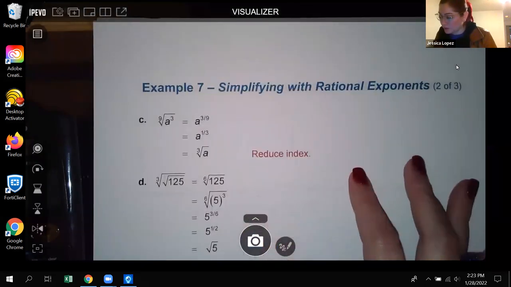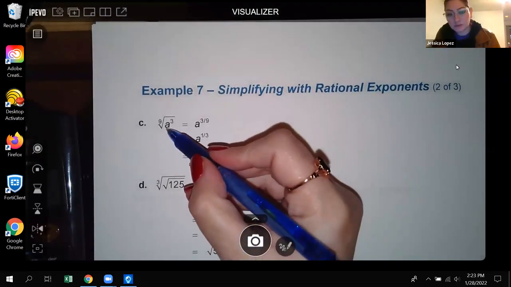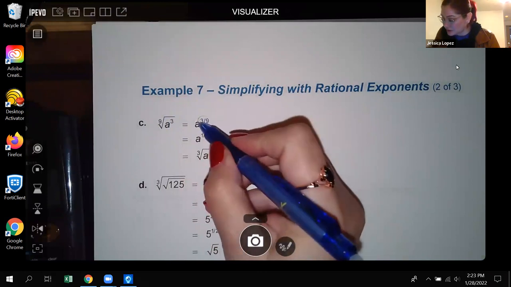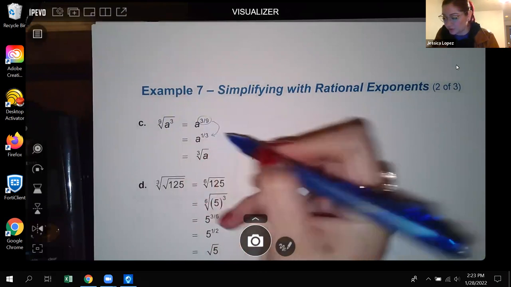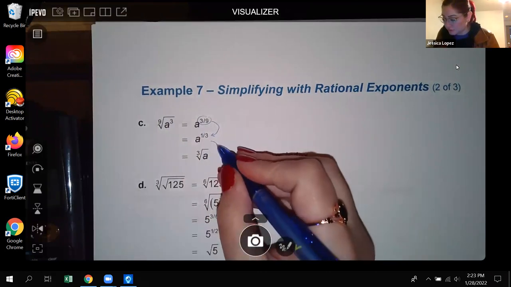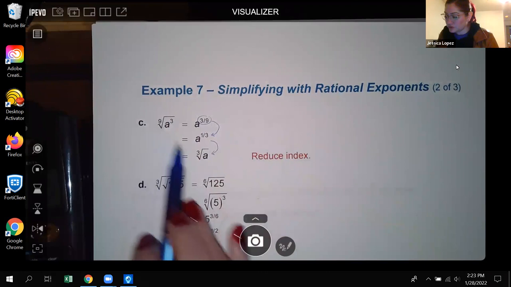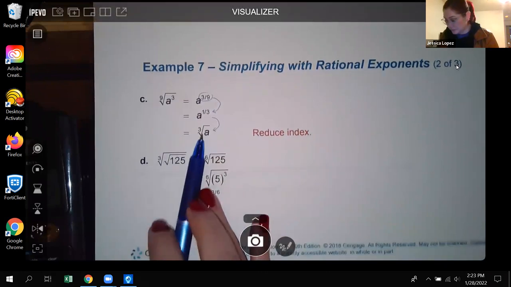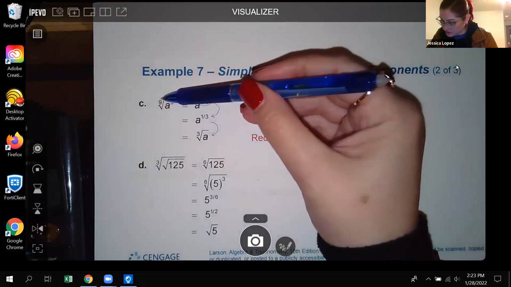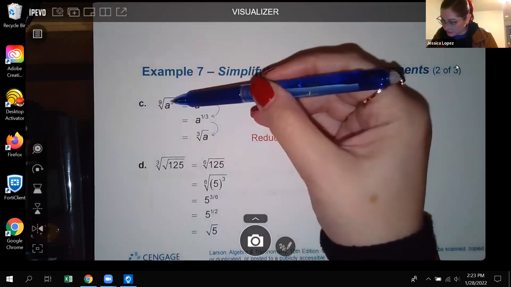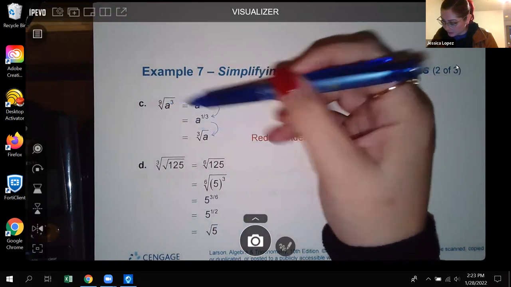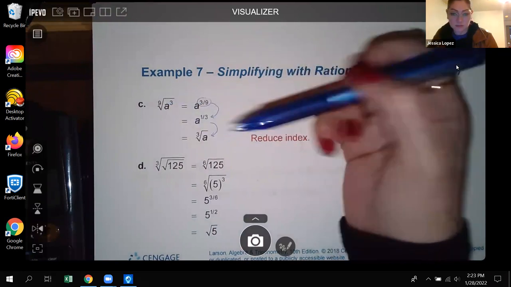Okay, here we go. So this is in radical form. So they changed it into its exponential form. And then this fraction actually reduces to 1/3. And then you just put it back into its radical form. And notice that you've reduced the index, okay? The easiest way to do it is just to reduce these. If you see they have a common factor, like I can divide both of these by 3. This divided by 3 is 3. This divided by 3 is 1. And it's the same result.